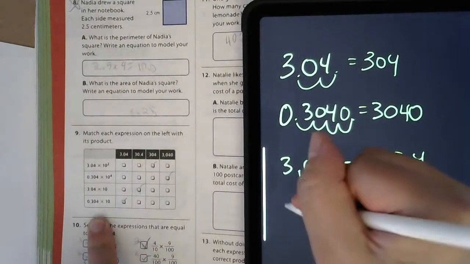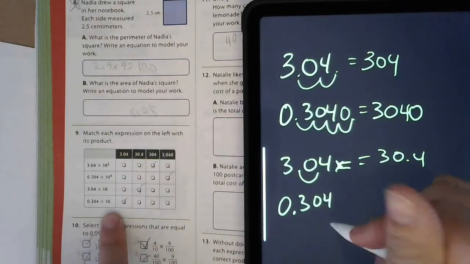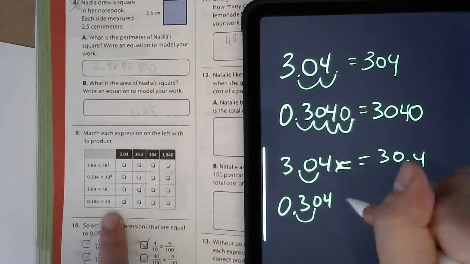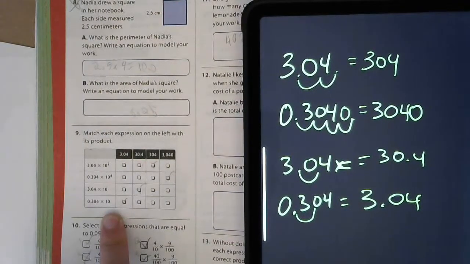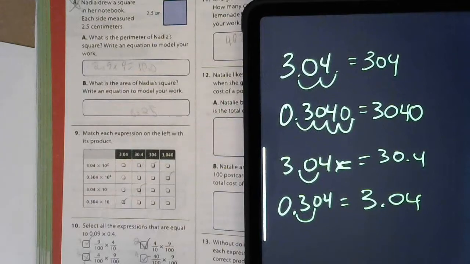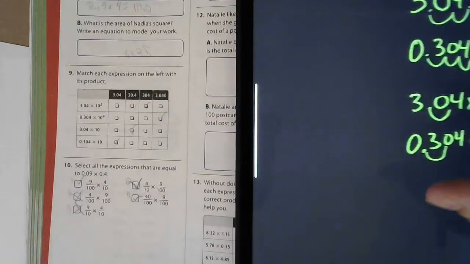And finally, we have 304 thousandths multiplied by 10. Move it over one time. We end up with 3 4/100. So that's, again, not too bad. Not too bad at all. Let's move on. Take a look at number 10.